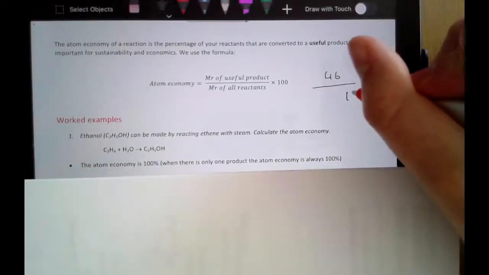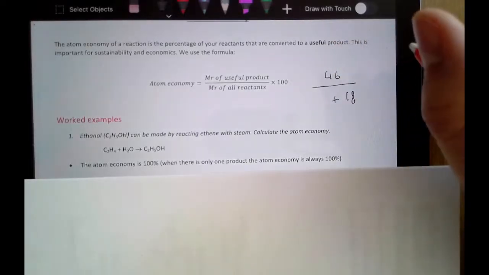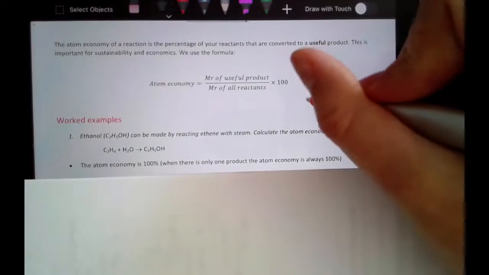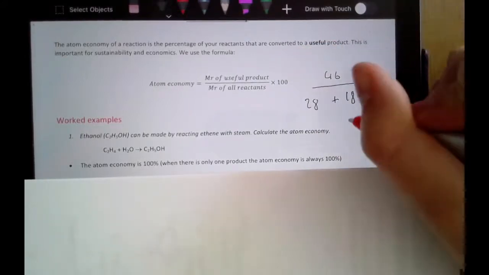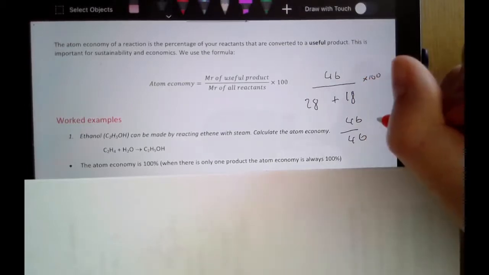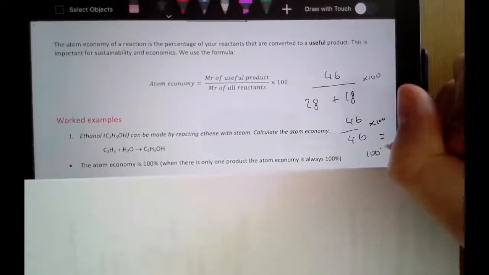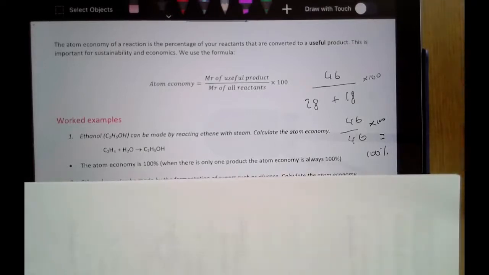I know the formula mass of water is 18, and then my C2H4 is going to be 12 times 2 is 24, and 4 is 28. And then I'm going to be multiplying this by 100, so I end up with 46 over 46, which gives me 100%. Okay, I've got a 100% atom economy because I'm only making one useful product.